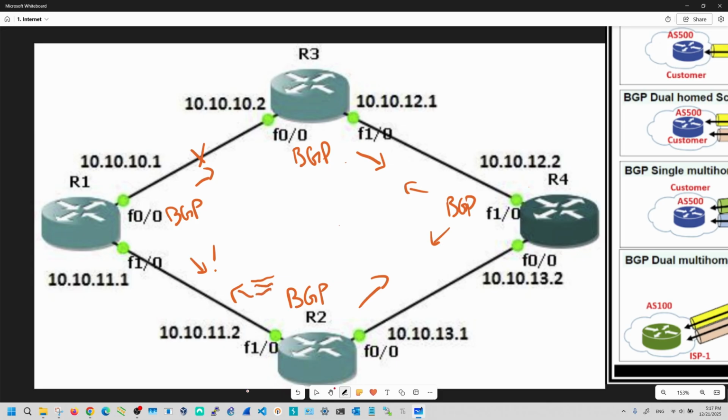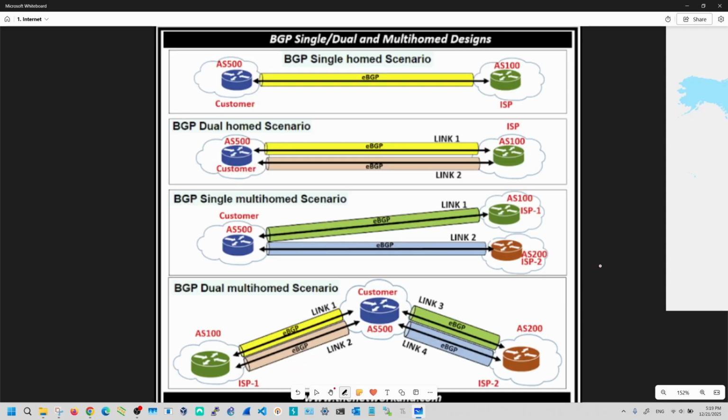By doing this, we achieved automatic IP reachability information and convergence in case any of the links go down. Now let's see how we would configure BGP in practice and what autonomous systems or autonomous system numbers are. Let's say that you are a customer here.